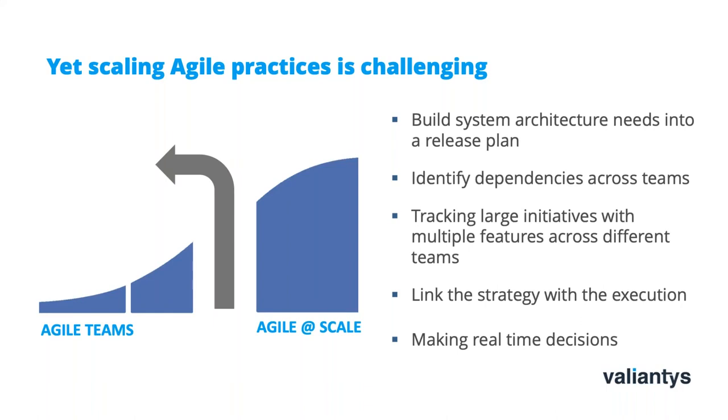If you have a bunch of self-organizing teams, how can you manage system architectural needs which are too big for one team to solve? How can you identify dependencies across teams if there are no roles defined to coordinate across teams? How can you track large initiatives which span multiple sprints and teams? How can you link strategy with execution? And how can you make sure all these decisions which affect multiple teams are communicated in real time?